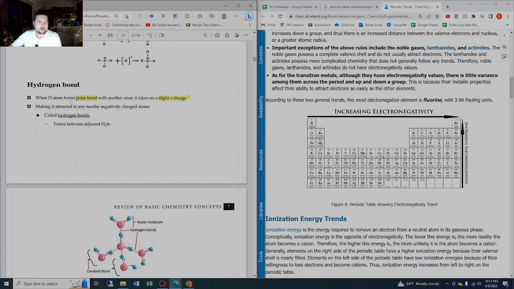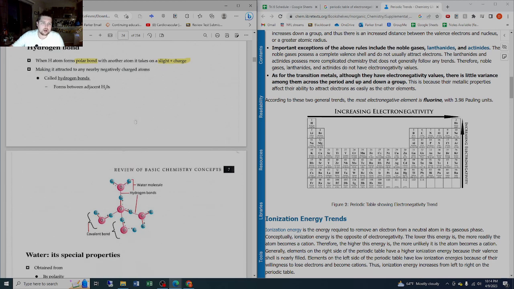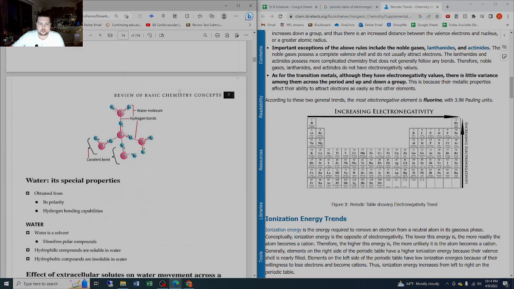So the hydrogen atom forms a polar bond, which makes it attracted to any nearby electronegatively charged atoms, and these are called hydrogen bonds. They form between adjacent oxygens. This is the one that we'll mostly see, that oxygen. These hydrogens that are now slightly positively charged, because the electrons get pulled closer to the oxygen, are going to bind. The hydrogens of one molecule are going to slightly bind to the other oxygens as well.